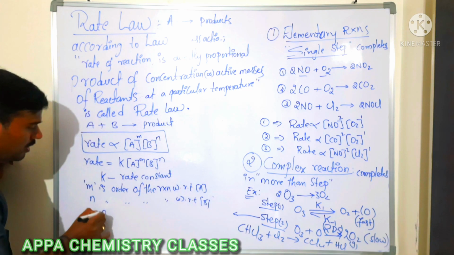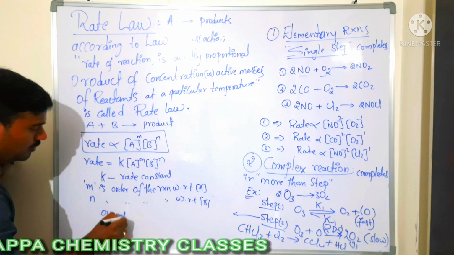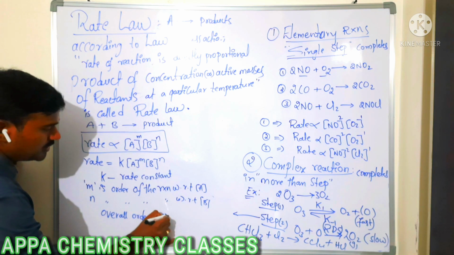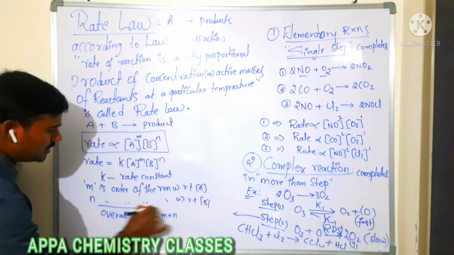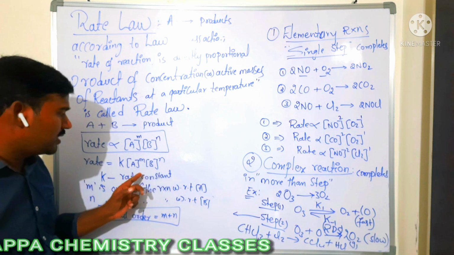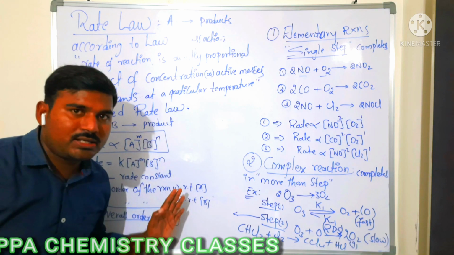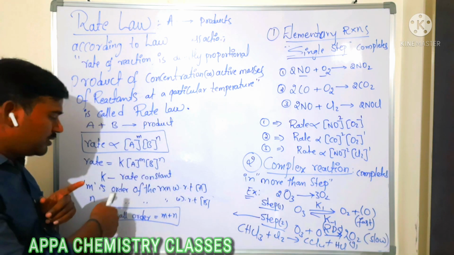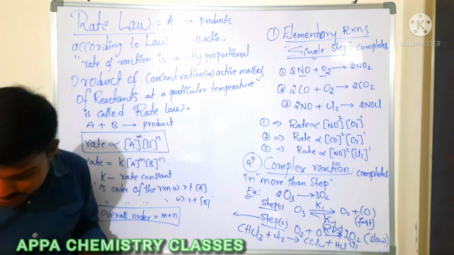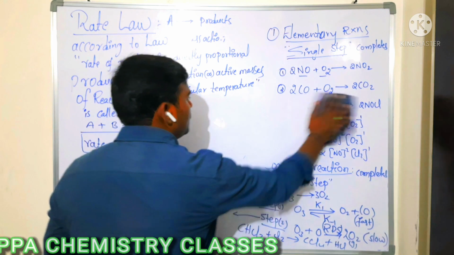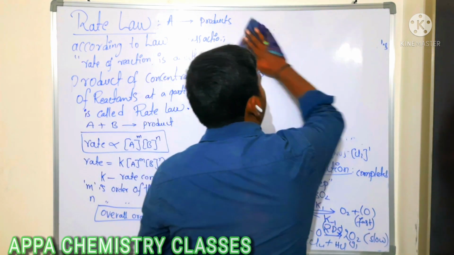Now what is the overall order? The overall order is the sum of the powers of the concentration terms present in the rate expression. That is called the overall order. Is that clear to everyone? This is a very, very important concept. Next we are going to see the next concept.